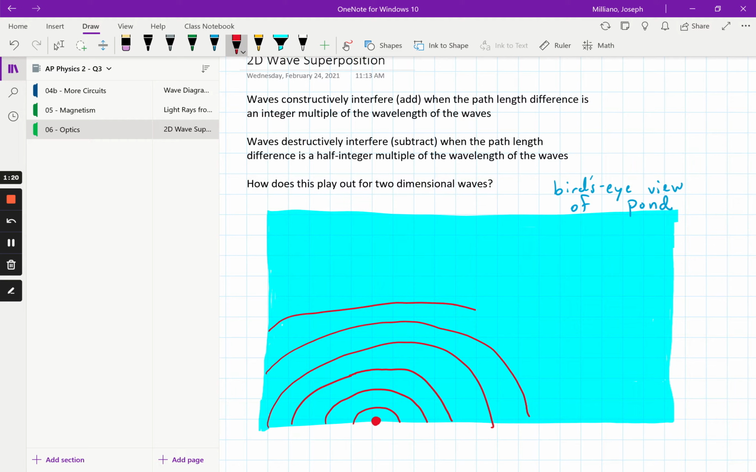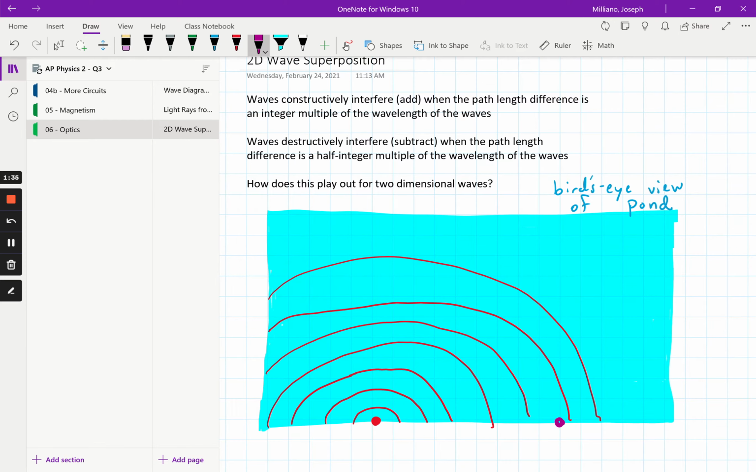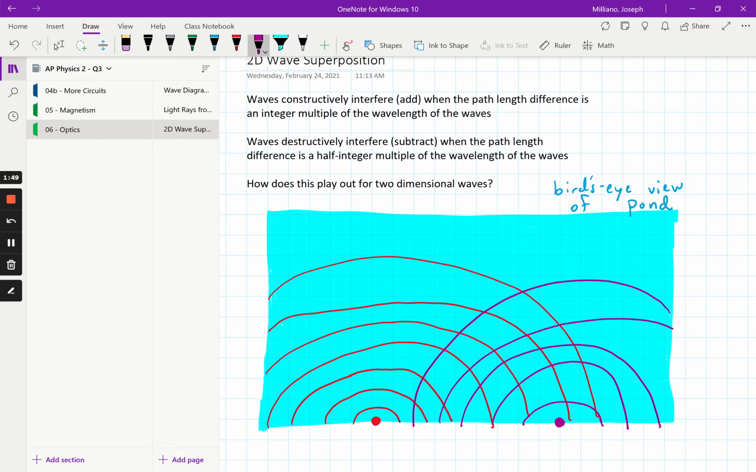And I'm tapping at regular intervals so that the spacing of the waves stays consistent, as best as I'm able to draw it. Let's say then that my friend at the same time, I'm going to grab a purpley color here, starts tap, tap, tapping right here with the same frequency that I'm tapping. And so their waves leave with the same wavelength as my waves. And that's what the picture looks like for their waves, something like this. And so we get this picture overall, this interference pattern that we see here.